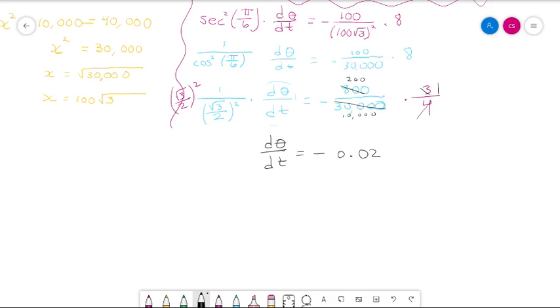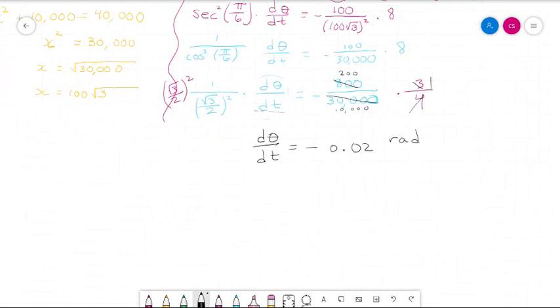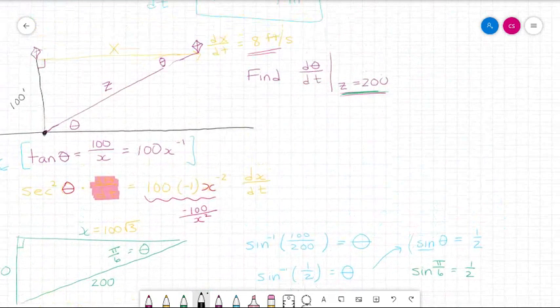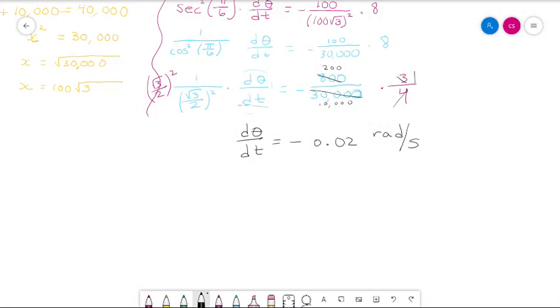And then what are the units? All right, well, let's go to dθ/dt. Let's go back to radians, because in calculus we use radians, even in the real life stuff. But temporarily we could have thought of it as 30 degrees. And then the rate of time, we can go back to our original rate, and it was in terms of seconds. So we're going to be looking at radians per second. And then that's your final answer. That's how fast our angle is decreasing when our string is 200 feet out.